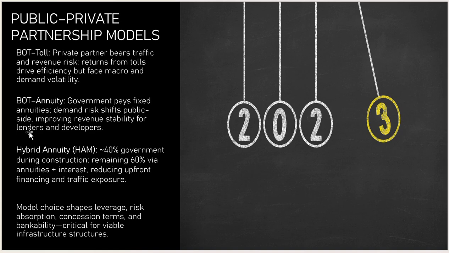This model incentivizes efficiency but exposes the private party to macroeconomic cycles, competing routes, and unpredictable tariff behavior. Conversely, BOT annuity offers a predetermined payment from the government regardless of tariff levels, shifting demand risk to the public sector and enabling long-term revenue stability for lenders and developers.